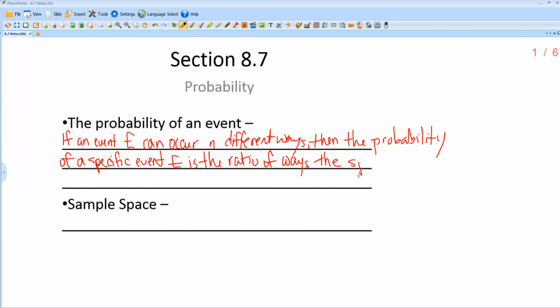The specified outcome can occur to the total n ways E can occur.